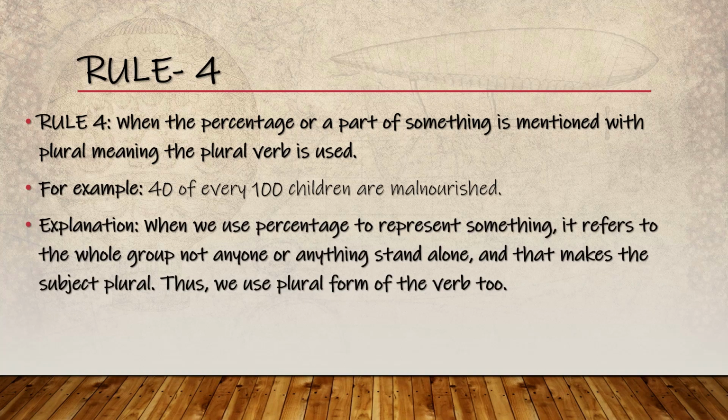Rule 4, when the percentage, or a part of something is mentioned with plural meaning, the plural verb is used. For example, 40 of every 100 children are malnourished. Explanation: when we use percentage to represent something, it refers to the whole group, not anyone or anything standing alone, and that makes the subject plural. Thus, we use the plural form of the verb too.